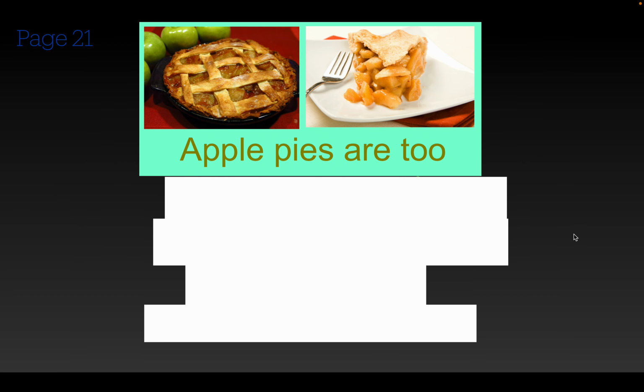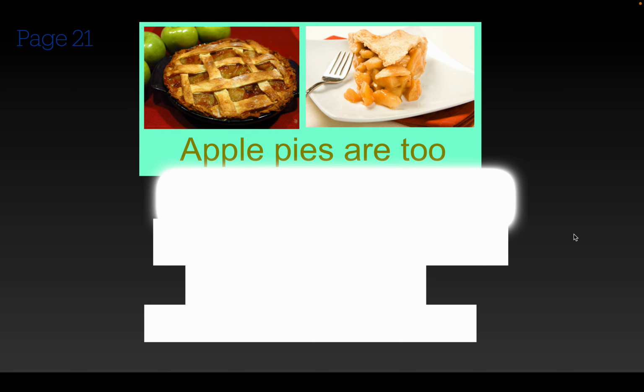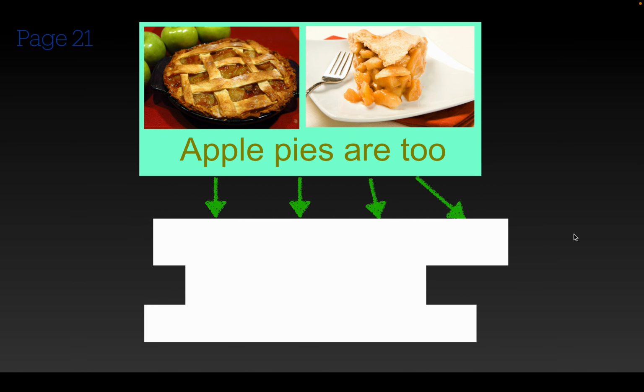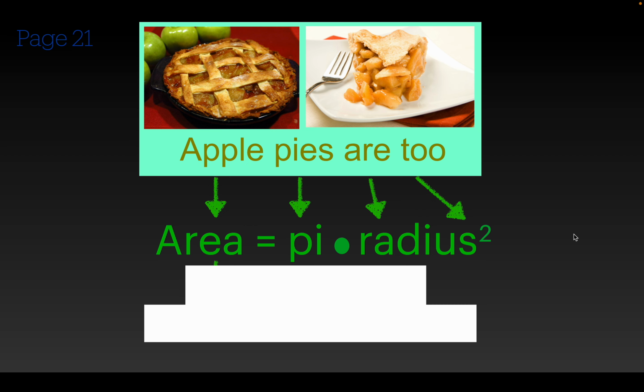Alright, directly under that, you're going to write apple pies are 2. And for those of you who were able to go over it yesterday, you should remember what it stands for. But if not, A is for area. And then we got pies are 2. So that's area equals pi times radius squared. Squared means a number times itself, not multiplied by 2, but a number times itself.